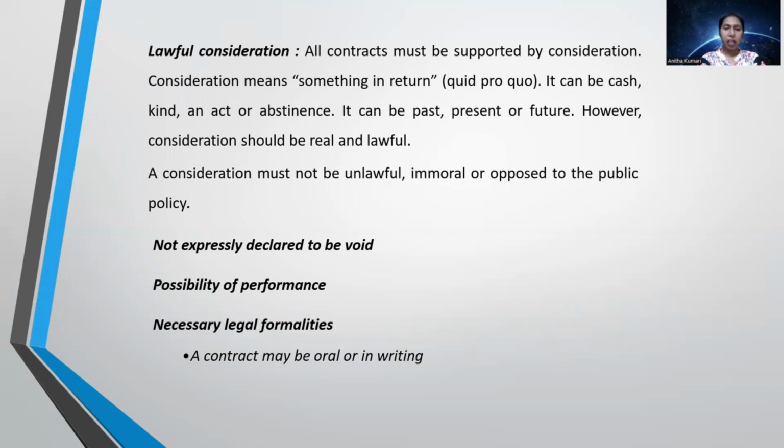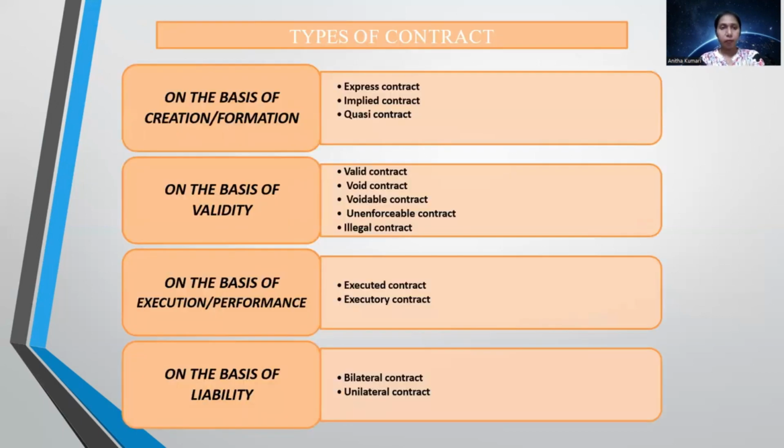Necessary legal formalities. A contract may be oral or written. So always the contract must be in either oral or written format. That's all. The essential elements of a contract are over.